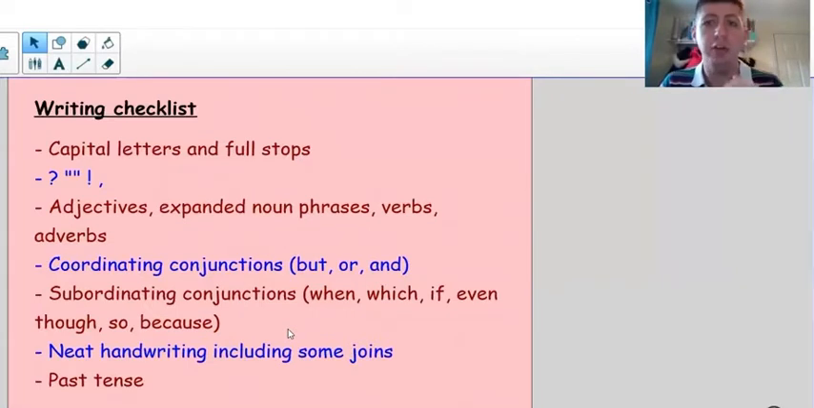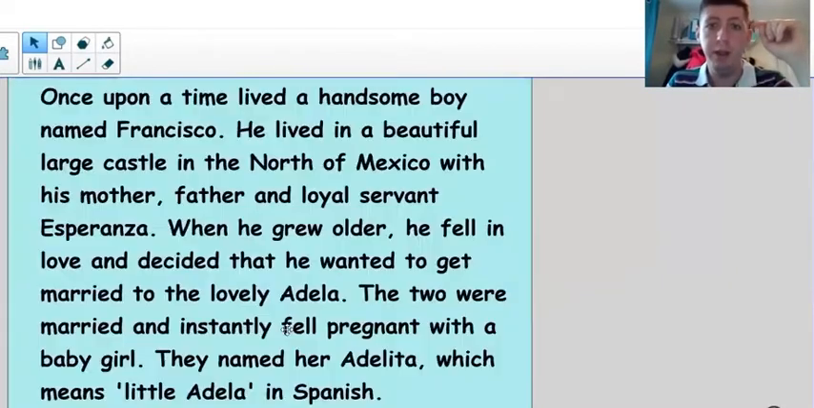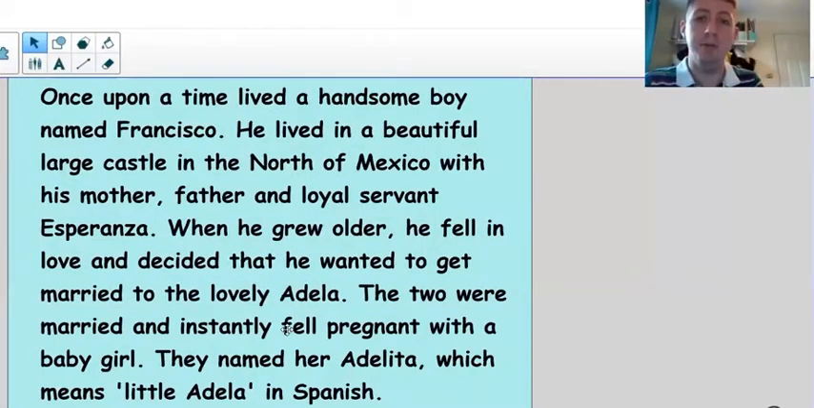So I'm going to show you the first section of my story. I'm going to show you the introduction. So here's my introduction. It says, once upon a time lived a handsome boy named Francisco. He lived in a beautiful large castle in the north of Mexico with his mother, father, and loyal servant Esperanza. When he grew older, he fell in love and decided that he wanted to get married to the lovely Adela. The two were married and instantly fell pregnant with a baby girl. They named her Adelita, which means little Adela in Spanish.